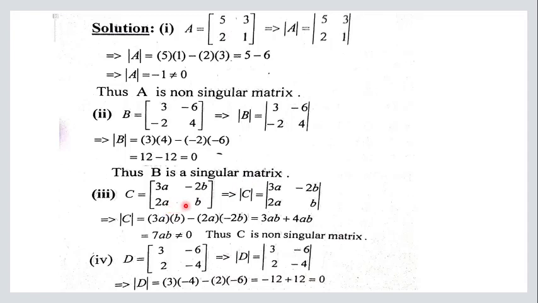Similarly, for part C, we find the determinant and we find out that the determinant is not equal to 0, thus C is a non-singular matrix. Similarly, for the D matrix, determinant is equal to 0, therefore this D matrix is a singular matrix.